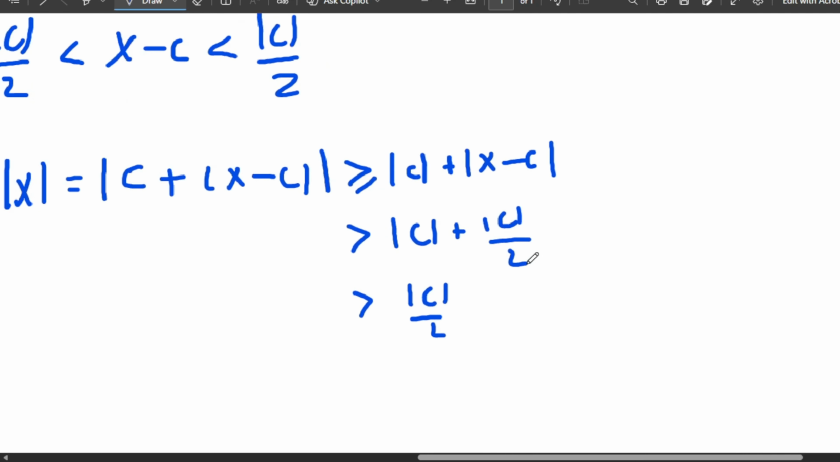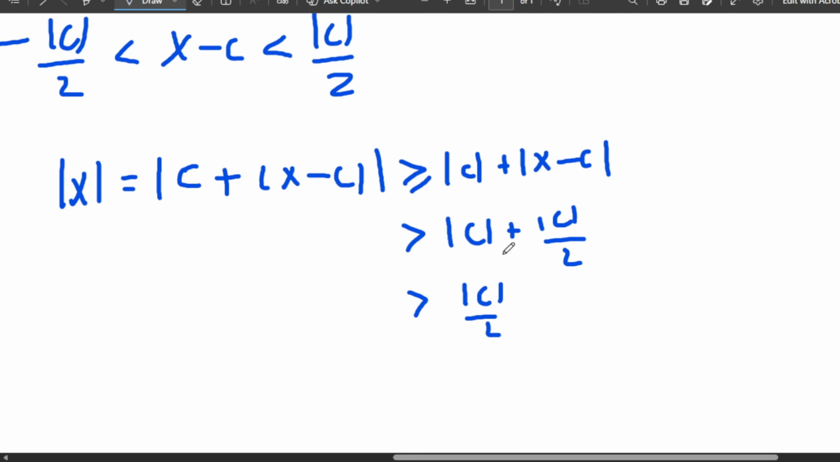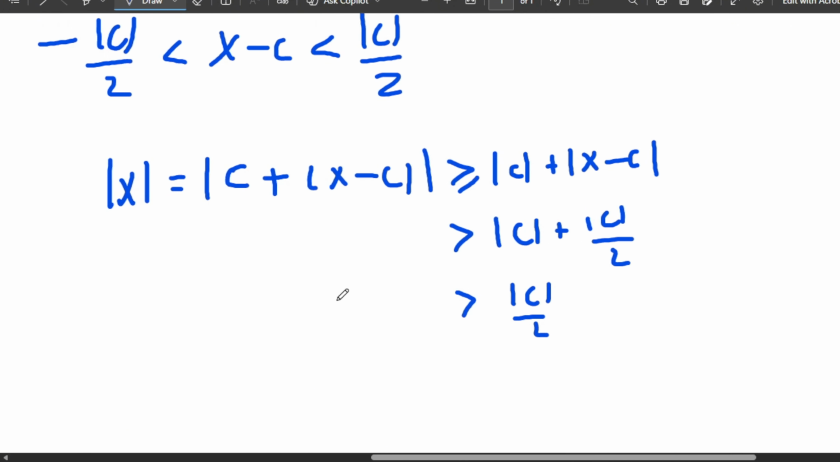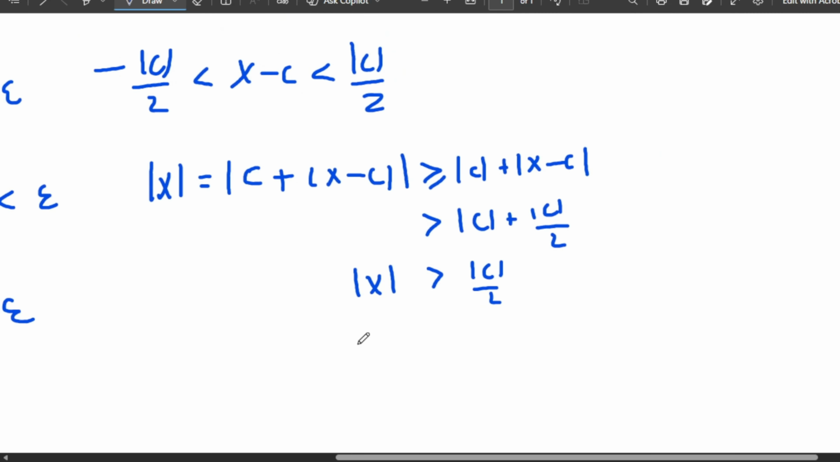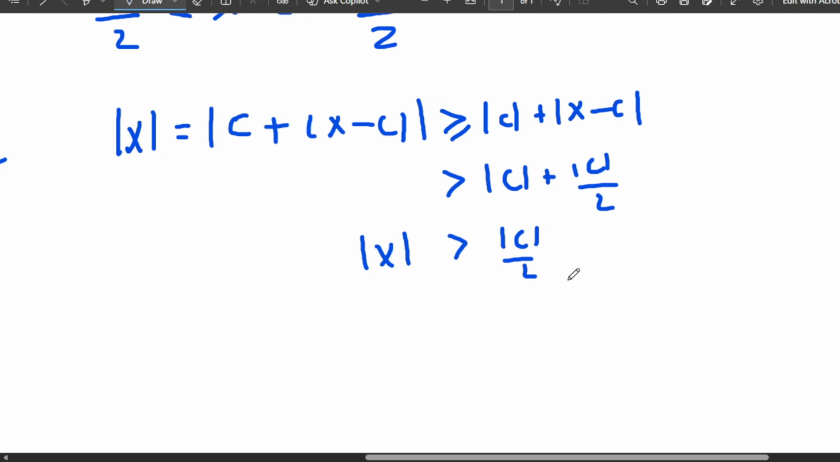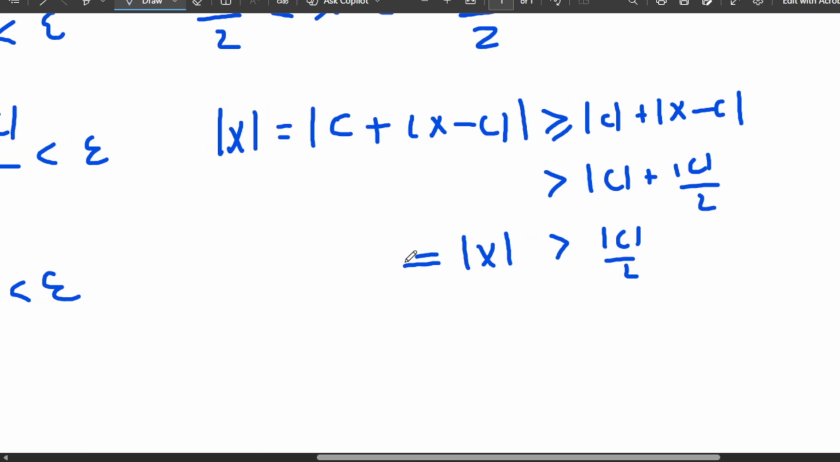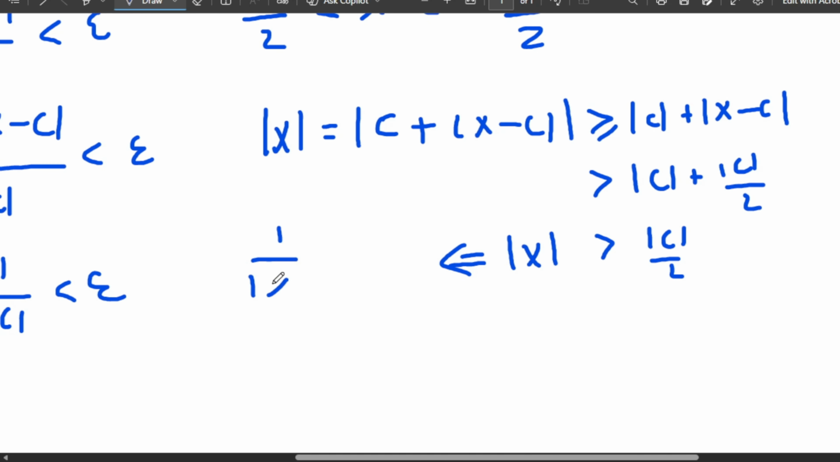So |c| plus |x minus c| is greater than |c| plus |c| over 2, then it must be strictly greater than |c| over 2. That means |x| must be greater than |c| over 2. This implies that if you take the reciprocal, we have 1 over |x| less than 2 over |c|.